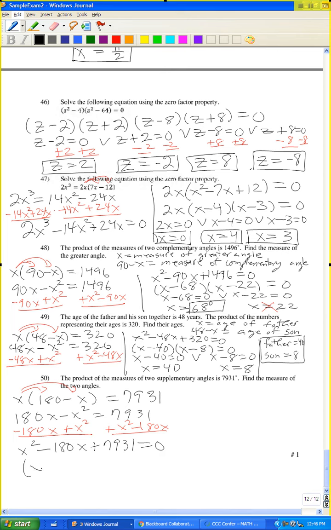This is a monic polynomial, so I can factor. Drop down the minus, minus times plus is minus. So these are both minus. I want two whole numbers whose product is 7931 and whose sum is 180. So first off, notice that, again, 7 plus 3 is 10, 9 plus 1 is 10. So 10 minus 10 is 0. So therefore, it is divisible by 11.